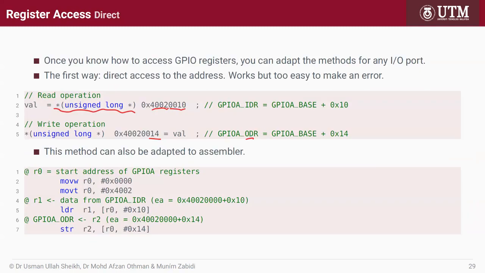So this one, you don't have to do any include files or anything. Just use this number. You can directly read from the port and write to the port, provided you enable the port first. Okay, so this method can also be adapted to assembler.